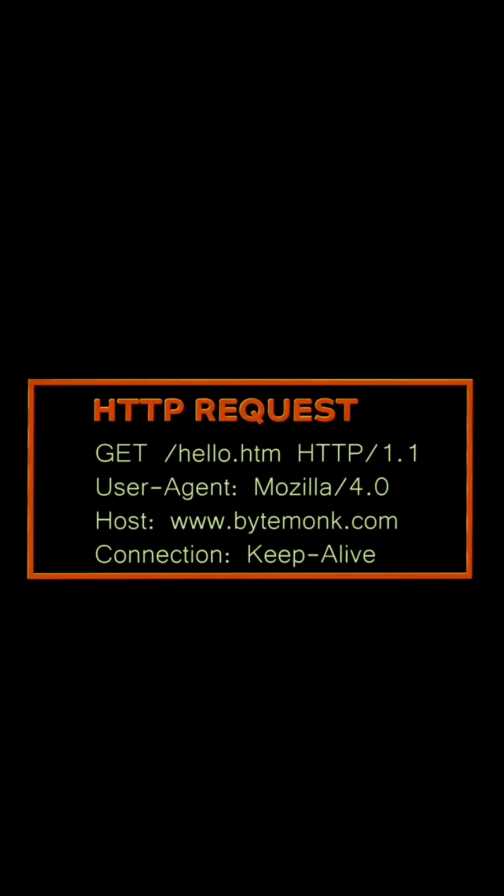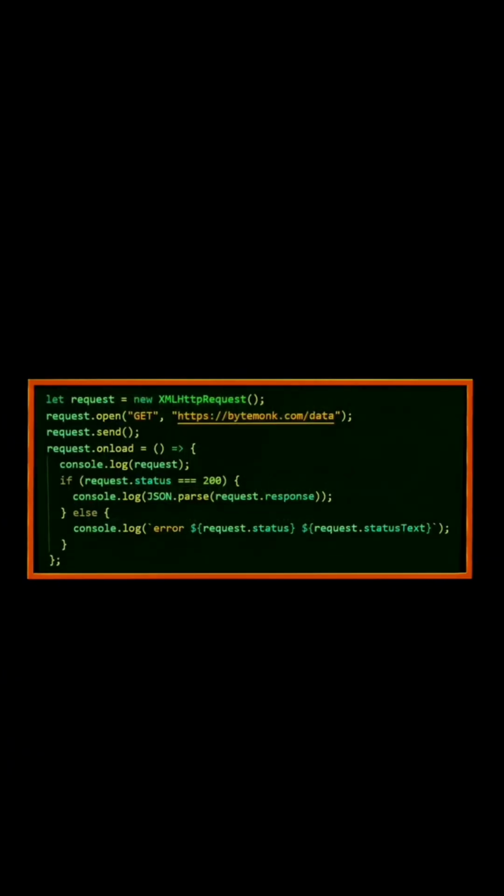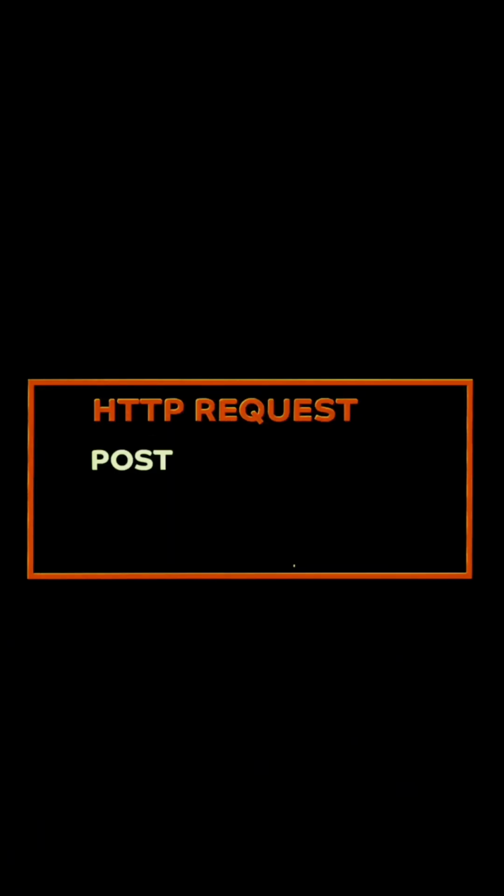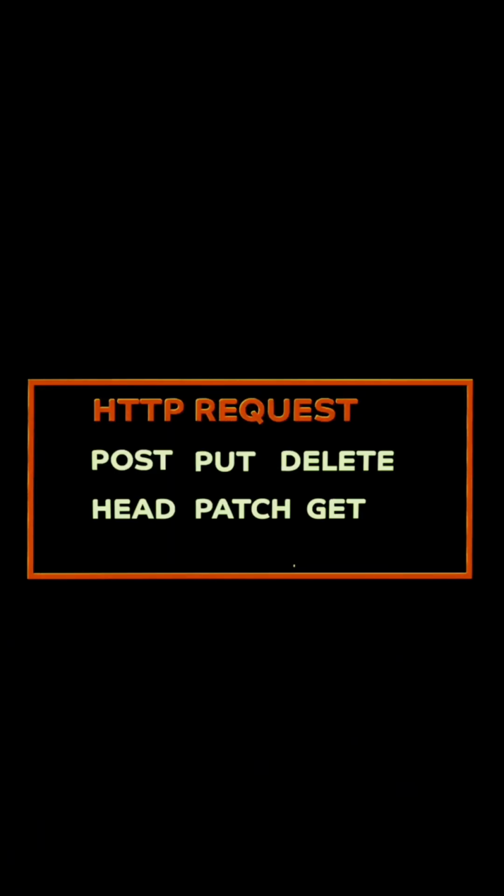Here is an example of a sample HTTP GET request which a client can send to a server, where one machine is sending a GET request and the server is responding with an HTML file. As you can see, a simple HTTP GET request contains various parts. Here is a simplified example of how you would code a GET request in JavaScript. Just like GET requests, there are other types of HTTP requests such as POST, PUT, DELETE, HEAD, PATCH, and so on. On the internet today, the GET and POST methods are the ones most commonly used.